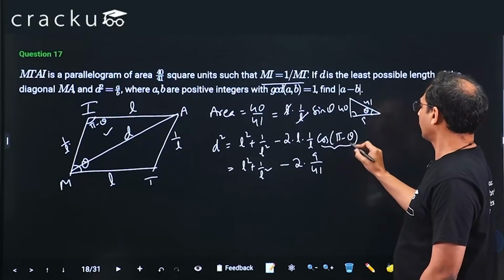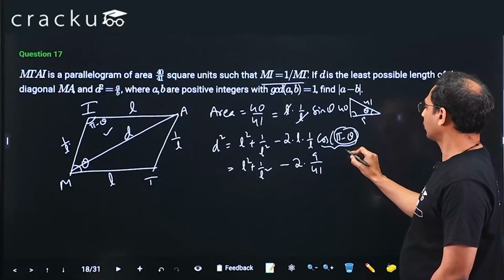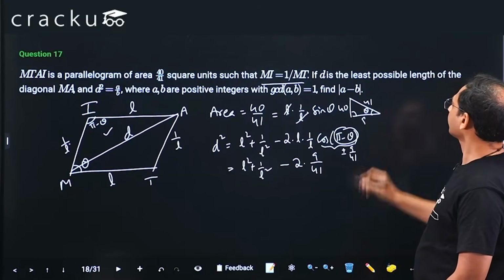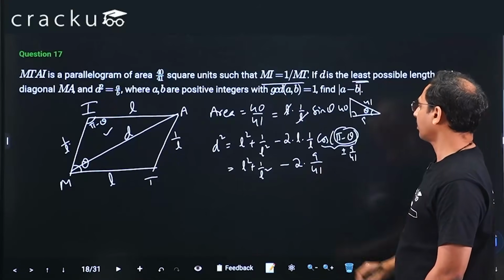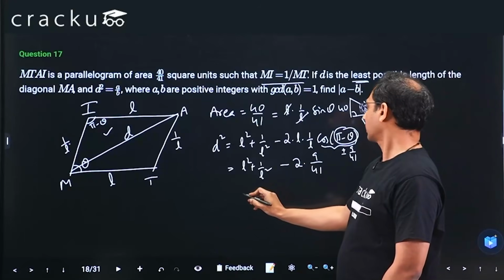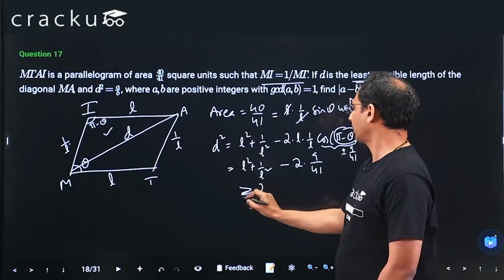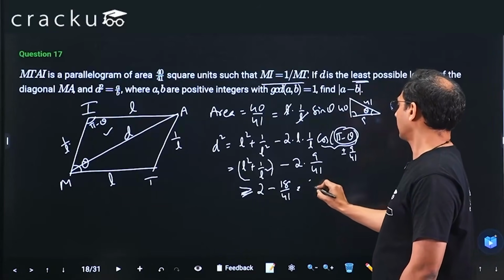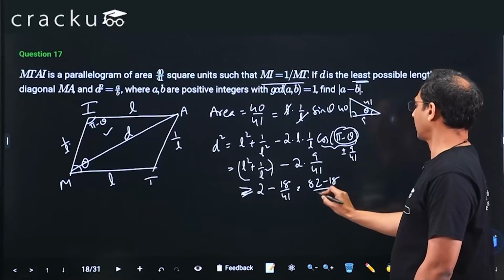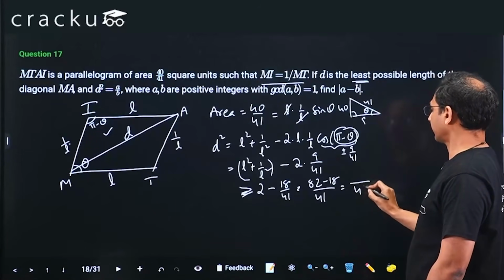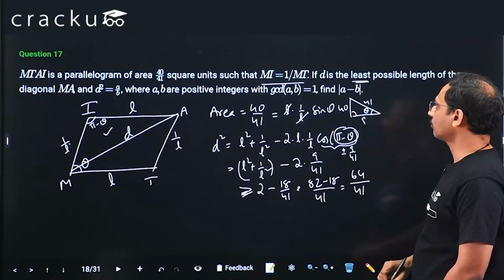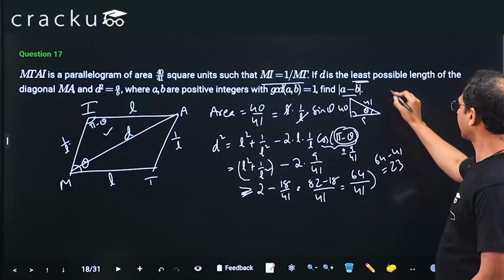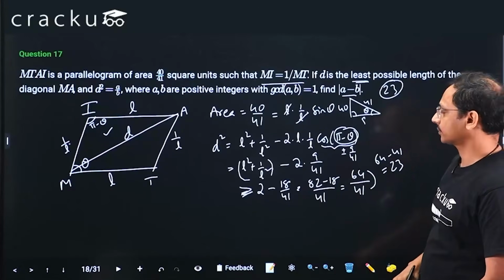Here, we don't know whether this angle is acute or obtuse. So this will be plus or minus 9 by 41. But what we want is the least value. So we'll go with a minus so that this will be reduced. So this least value will be 2 here minus 18 by 41, or 82 minus 18 by 41, which is 64 by 41. So the difference here is 64 minus 41, 23. 23 is our correct answer.